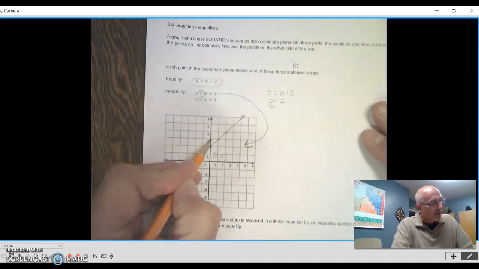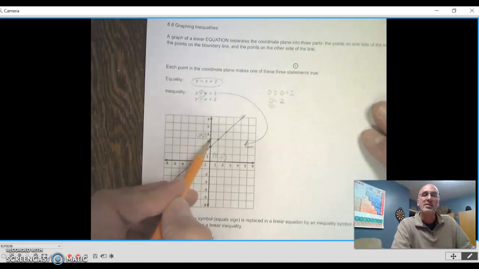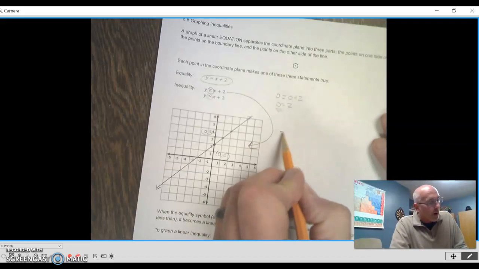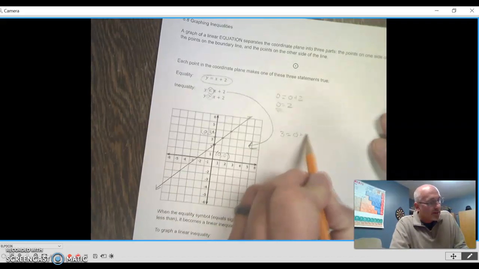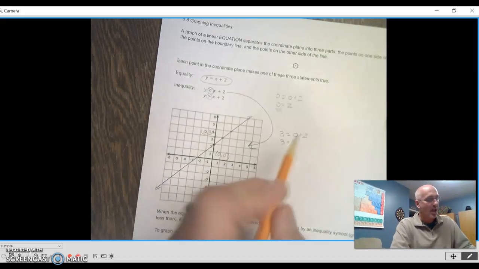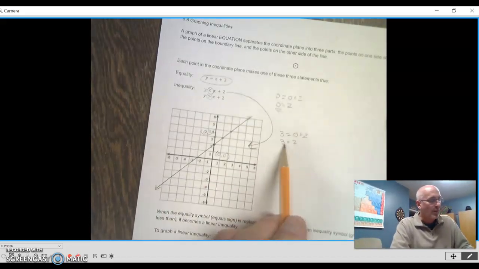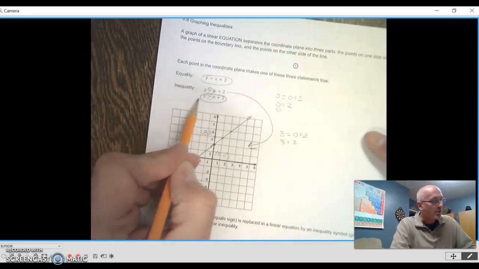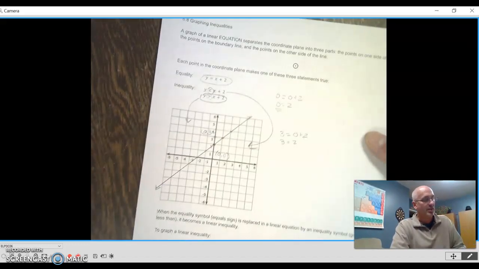If I were to put in, say, the point 0, 3 right up here, it's on this side of the line. My y is 3 and my x is 0, so 3 equals 2. That doesn't make sense. But this y value is greater than 2. So that would be y is greater than x plus 2. Let's take this apart a little bit.